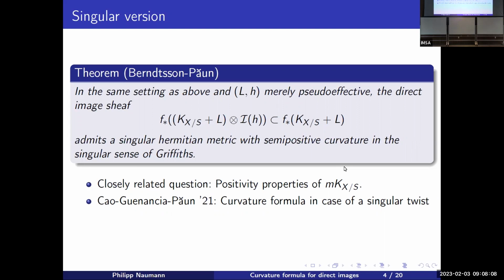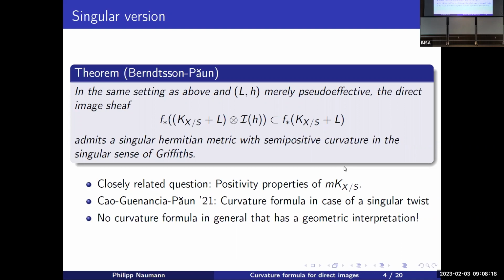They generalize the Berndtsson computation from the case when L is smooth. But in this case, this formula doesn't have such a nice geometric interpretation. So they are not yet satisfied with this form of the formula they get here. Of course, the question is also what you can really expect in such a general situation.